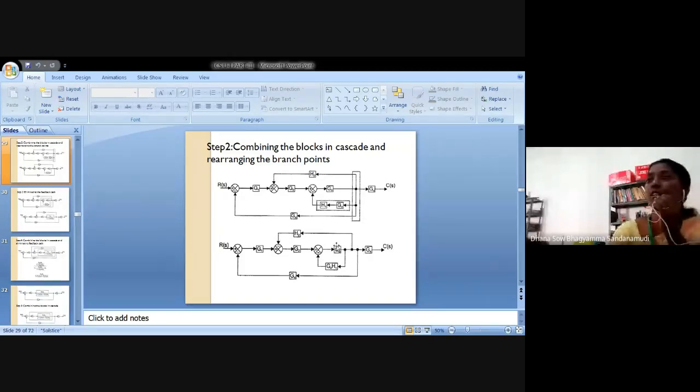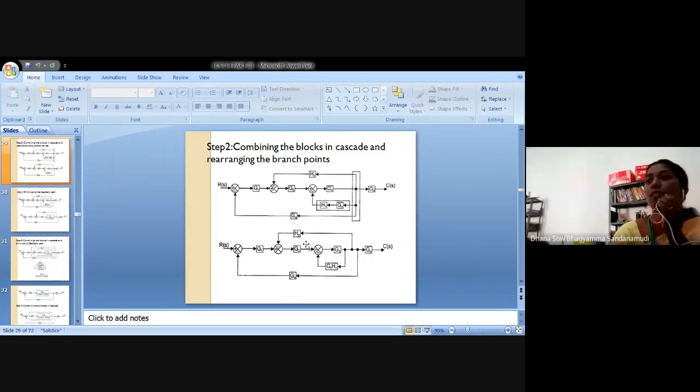Okay, so these are the 3 different points. Branch points have been split. Now you see here, this is the smallest loop. Is there any cascade element now? No cascade element, forget about it. Is there any parallel path? No parallel paths, forget about it. See here, a forward path gain and a feedback path gain are there. This is the smallest loop.